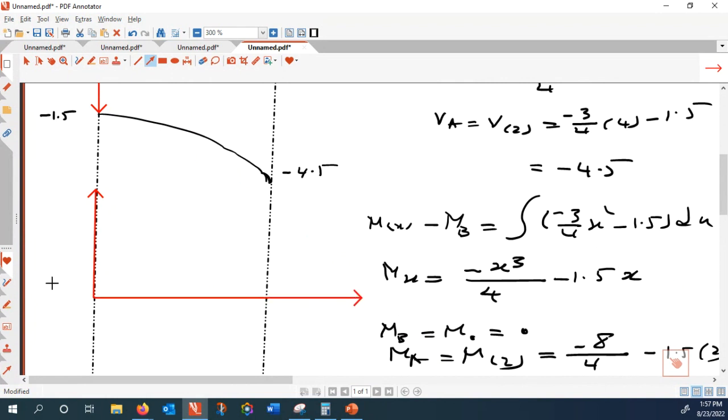So this is a cubic distribution. From 0, it goes to minus 5. And at minus 5, we have a plus 5, which brings that to 0.